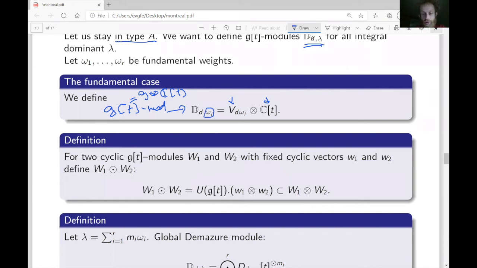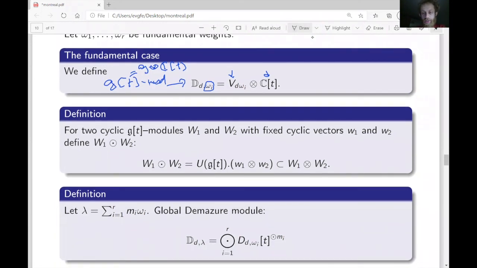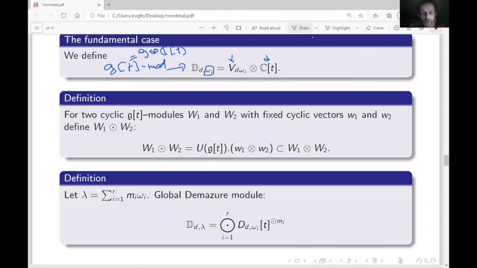and we want to consider the general lambda, and to this end we consider the more or less standard so-called cyclic product. So what are we doing? You see these modules of D omega I are cyclic representations, meaning that we have those irreducible modules, and these are highest weight modules. So there is a highest weight vector, and the whole module is obtained by applying the universal enveloping algebra to this highest weight vector.